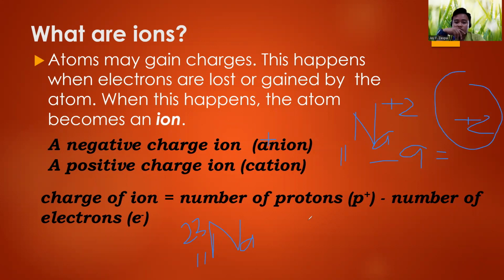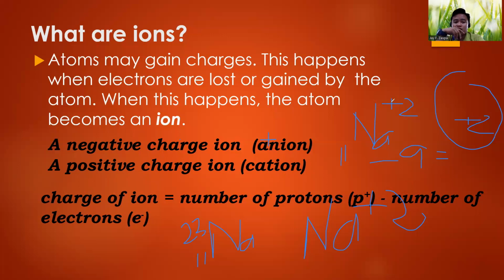So if there is an Na, for example, I put some ion here and 2 positive here, it's very easy to know the charge because this is the charge of the ion. The number of protons minus the number of electrons is equal to the charge, right?